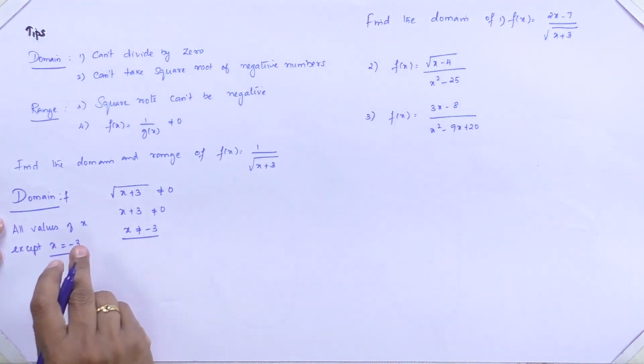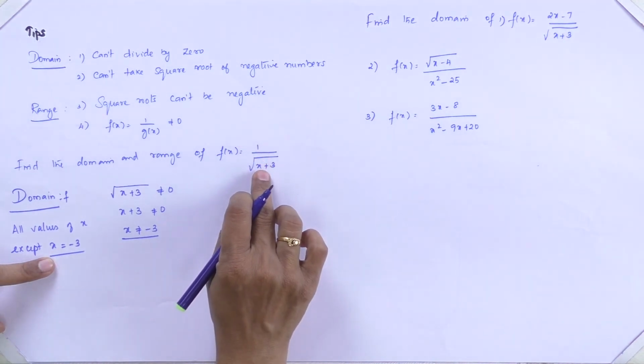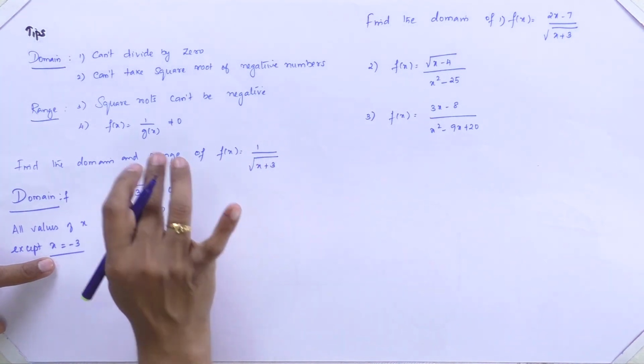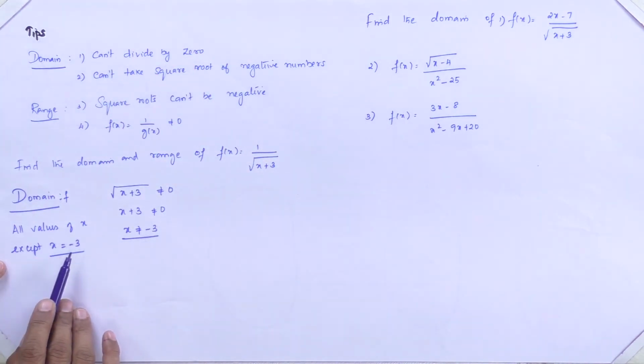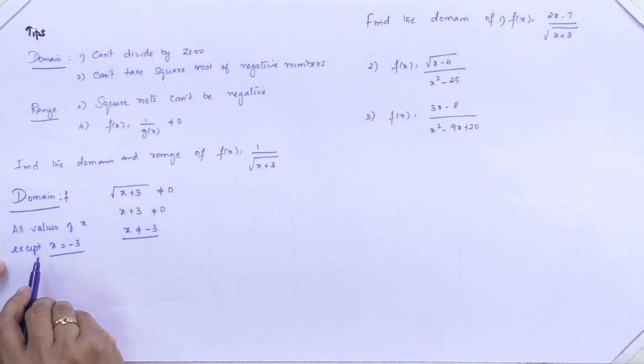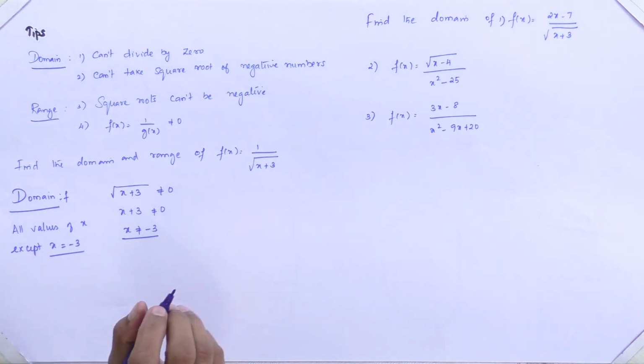So if I take minus 3, here it will become 0, and 1 by 0, anything by 0, will become infinity, and that violates the rule. So therefore the domain of the function here is nothing else but all values of x except x is equal to minus 3.